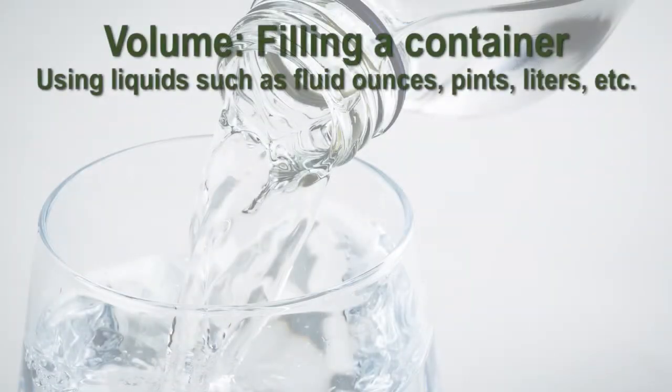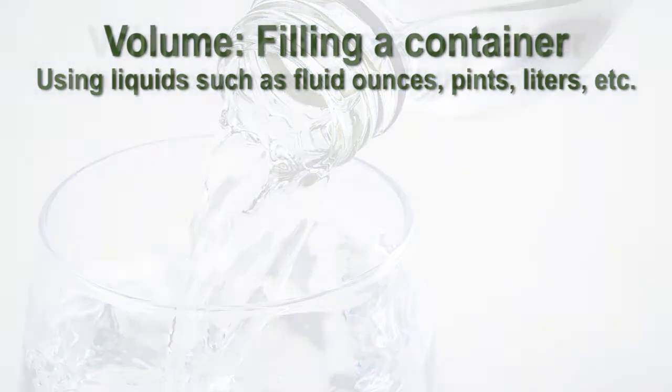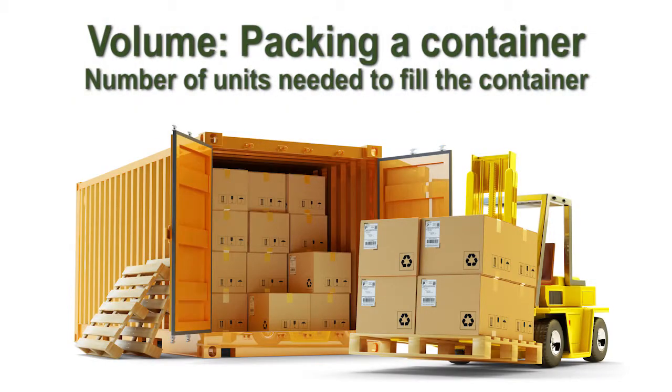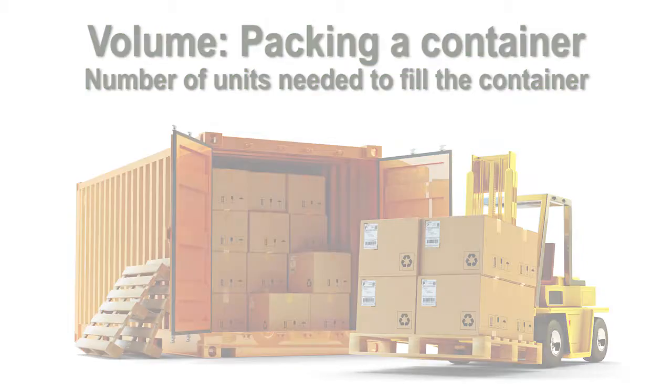Volume can be measured in 2 ways. First, by filling a container. This method uses liquid measurements such as fluid ounces, pints, liters, and so forth. The second method to measure volume is to pack a container the way one might pack a shipping container with boxes. The volume of the container could be stated by the number of boxes it takes to fill it without any gaps, empty spaces, or any overlaps.